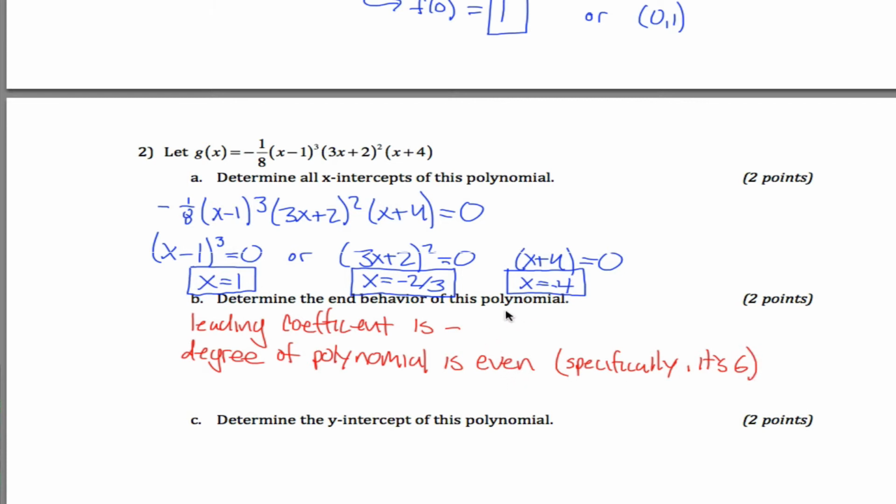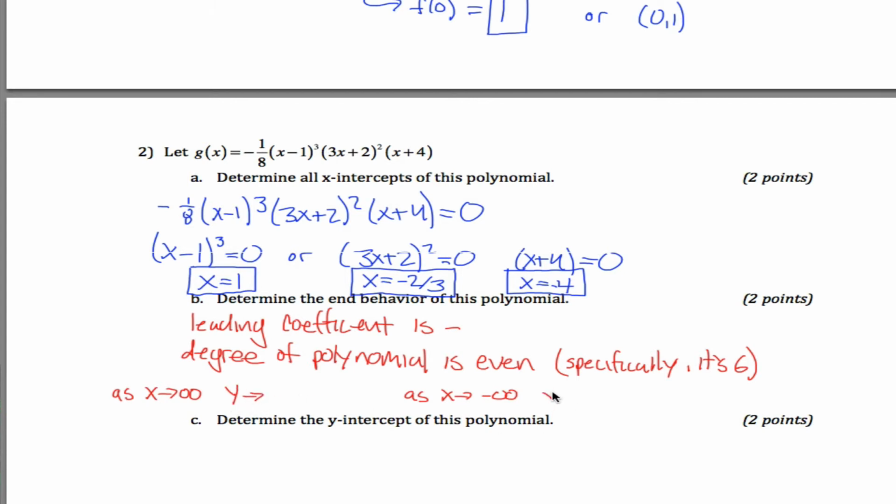And so when you're trying to figure out the end behavior, you only need to know two things, whether the leading coefficient is negative or positive, and whether the degree of the polynomial is even or odd. If the degree of the polynomial is even, that means that as x goes towards infinity and as x goes towards negative infinity, the same thing is going to happen.